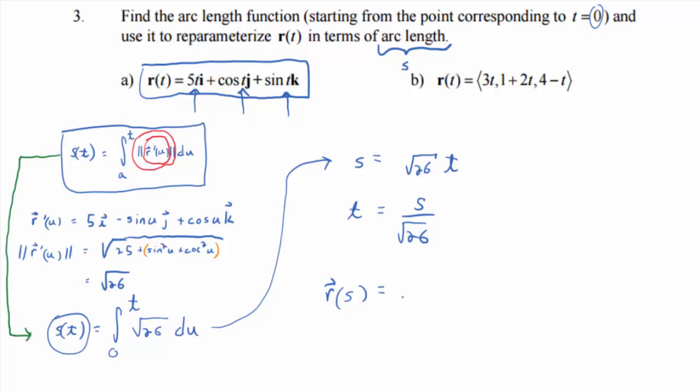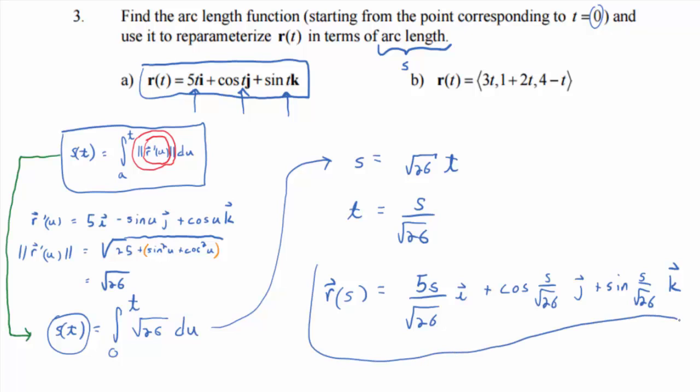And so that gives me r of s is equal to what? 5. What does that become? 5. There's a 5 and there's an s. So 5s over root 26 i. What's the next one? Cosine of s over root 26 times j plus sine of s over root 26 times k.